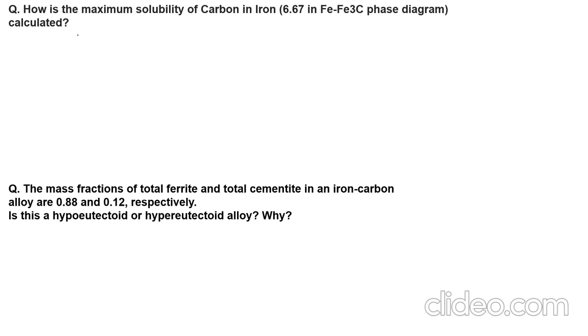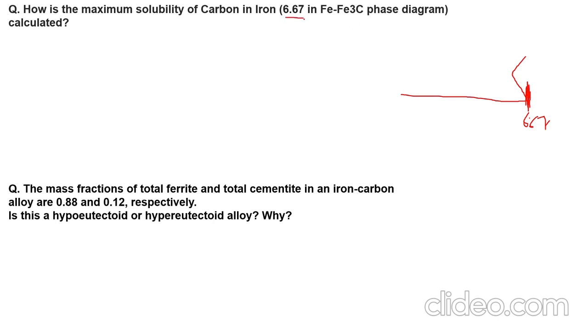So you have read the diagram up to your X scale. If you have closely seen, it is up to 6.67, where you then have a beta phase coming from this point. So the maximum is actually 6.67. You are given an iron carbon phase diagram up to 6.67 percentage only.